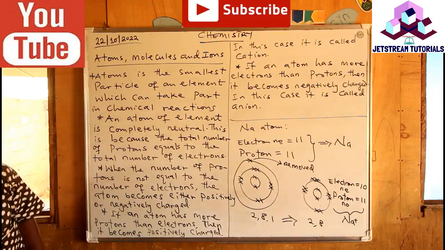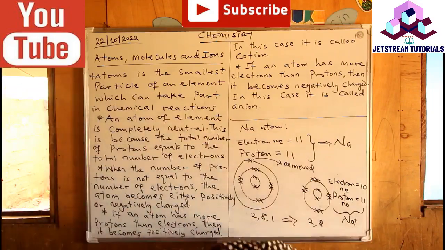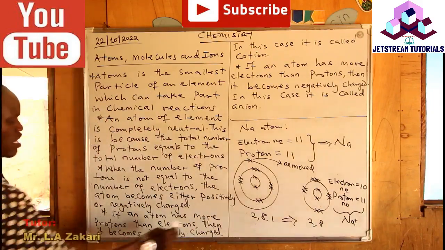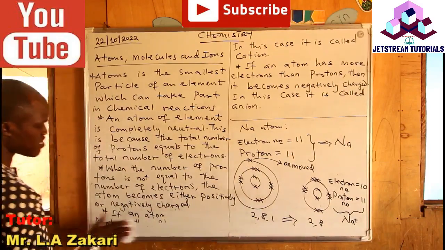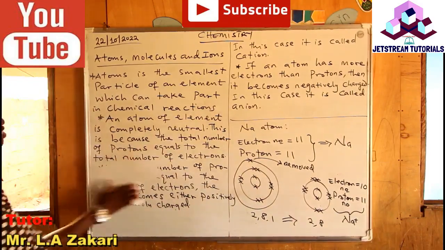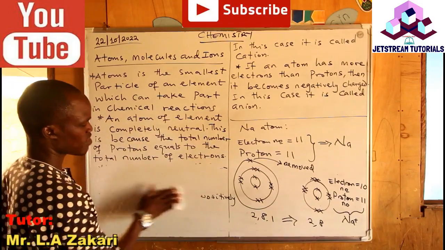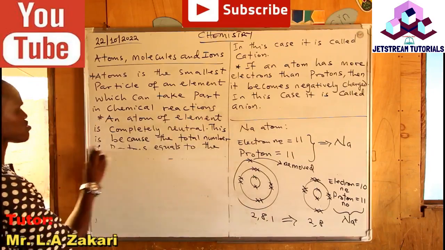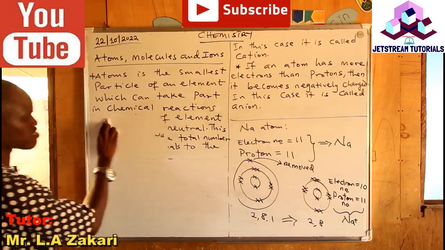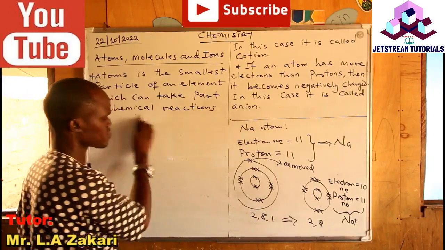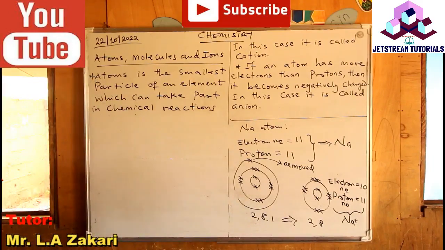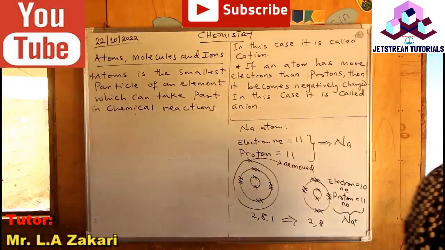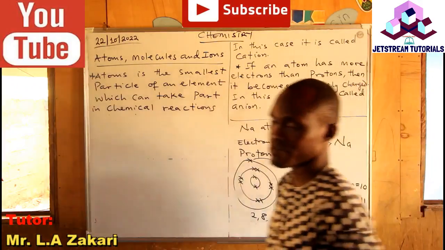Then, in a situation whereby you have the electron number... can I wipe this one or do you want to write? Okay, let's make use of this particular side. In a situation whereby the number of protons is less than the number of electrons, what do we expect? It becomes negatively charged. So in this case, which atom are we going to make use of?